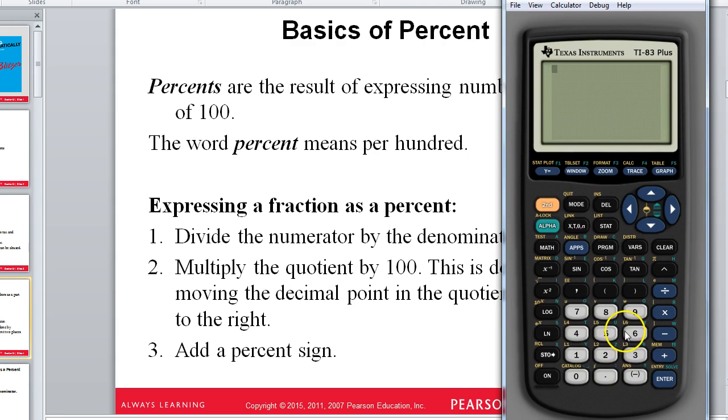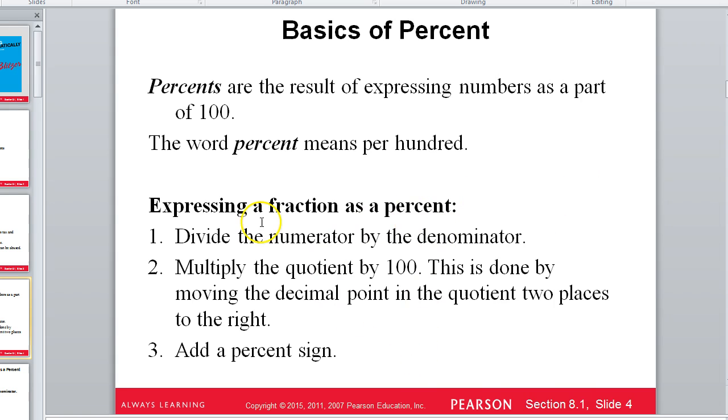So some common percentages, like 50% is the same thing as half. So 1 divided by 2 is a half. That's 0.5. If I multiply that by 100, I get 50%. Put a percent sign on the end, so 50%. 3 out of 4. Hit enter, that's 0.75, multiply by 100, or move the decimal 2 places to the right. It's the same thing as multiplying by 100. So 75%. So that's going from a fraction to a percent.